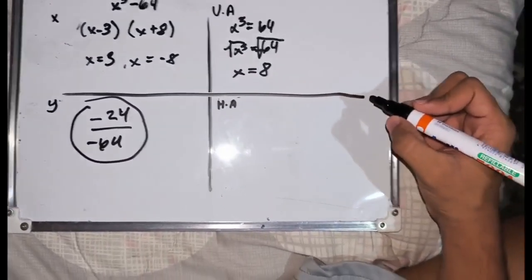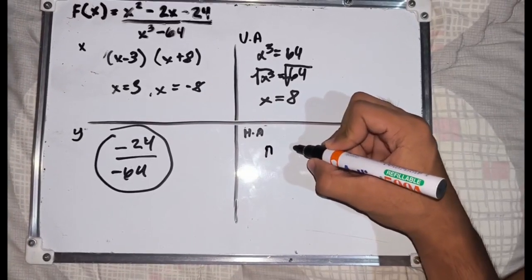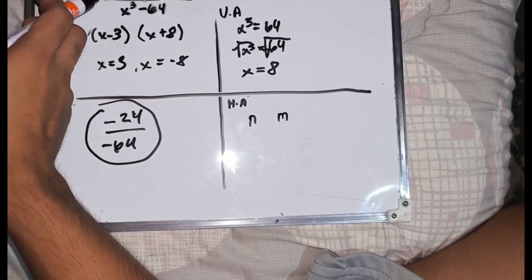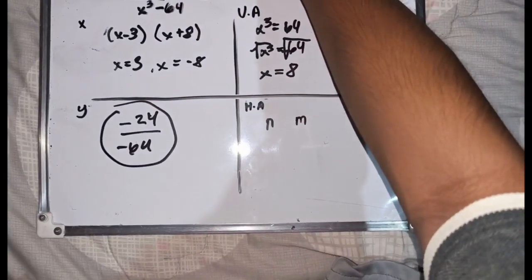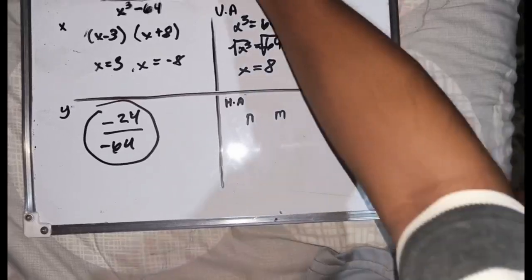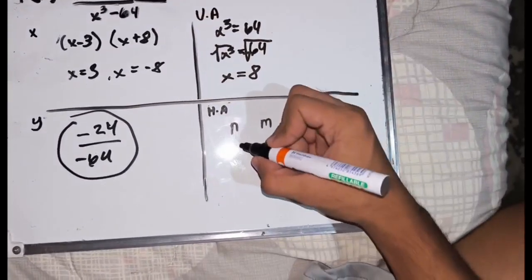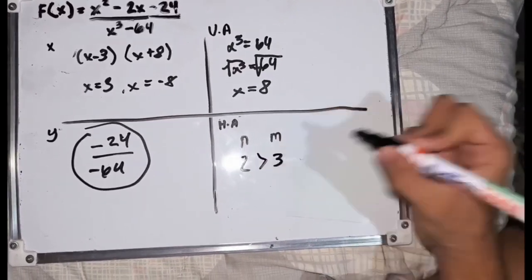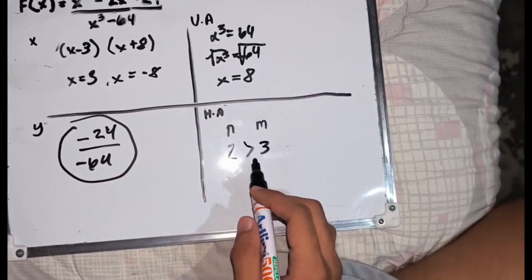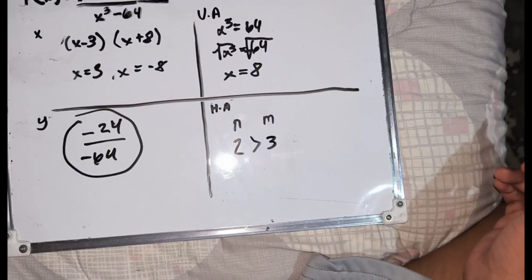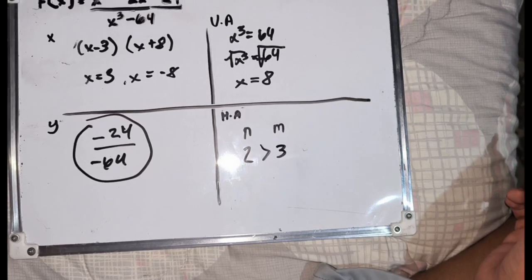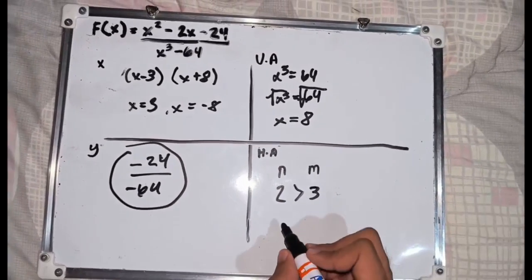Then next is our horizontal asymptote. We'll just write n and m. Then where can we find our n? We can find our n in the exponents of our denominator. So 2, why 2? Because our exponent in x squared is 2. Then 3 is in our x cubed. Then we see that 2 is less than 3. So our horizontal asymptote is equal to 0.